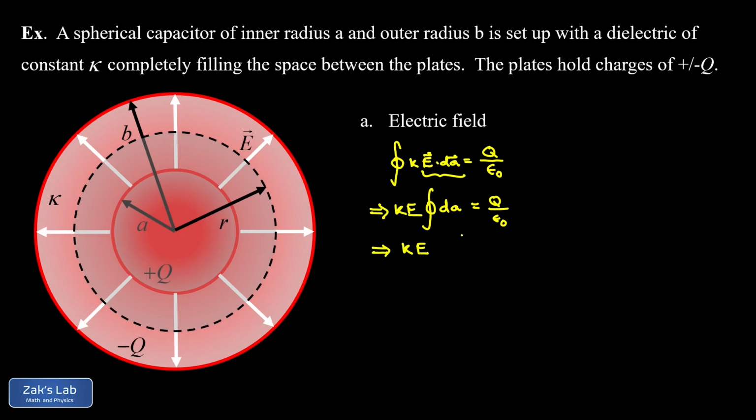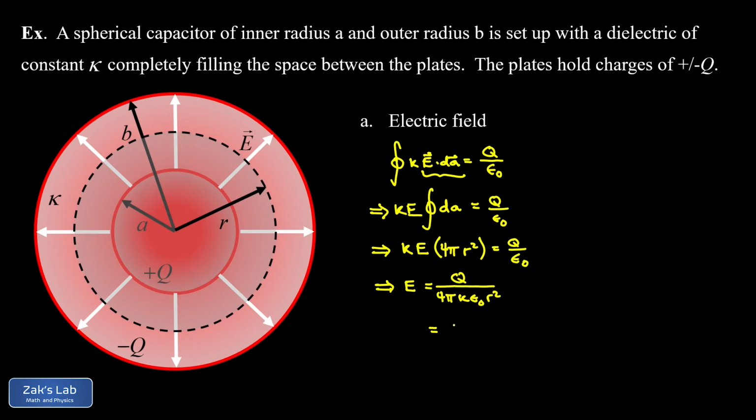Now the integral of dA is just the surface area of that spherical shell, and that's just an old formula from geometry, 4 pi r squared. And I can solve for the electric field magnitude as a function of r. So I get Q divided by 4 pi kappa epsilon 0 times r squared.